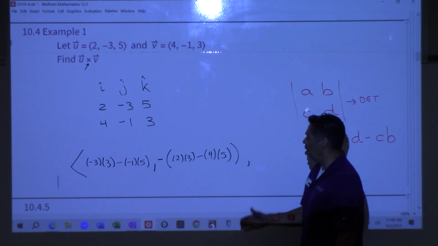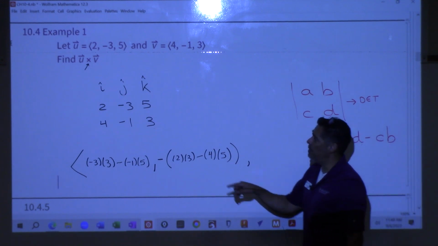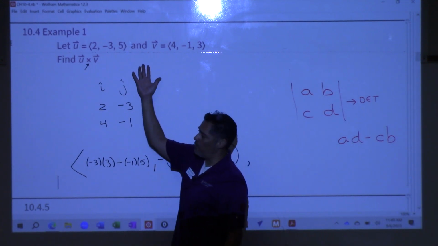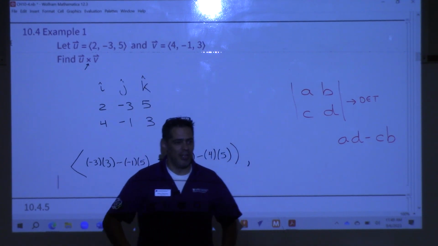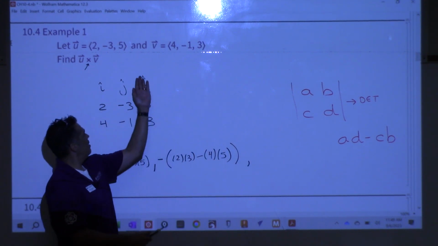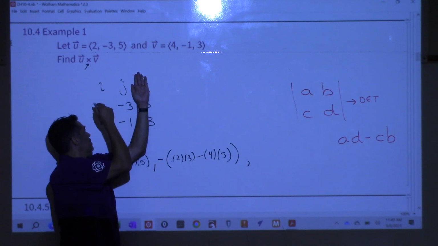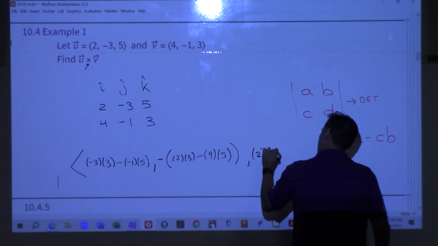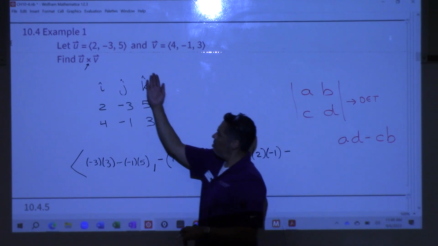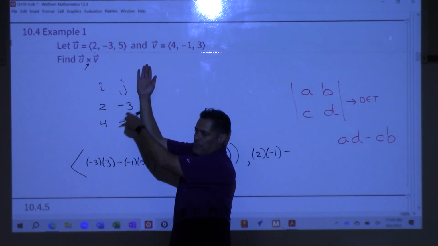Okay, now we're moving on to the last component, which is going to be, cover this one up, right? And then do the determinant on those 4, and you don't have to change the sign this time. Just keep it whatever it is. So this will be what? 2 times negative 1? Minus, what was it? I'm covering this up. 4 times negative 3.